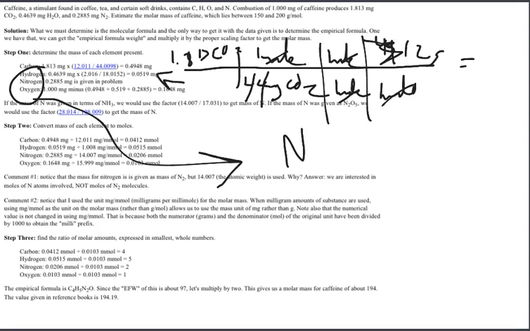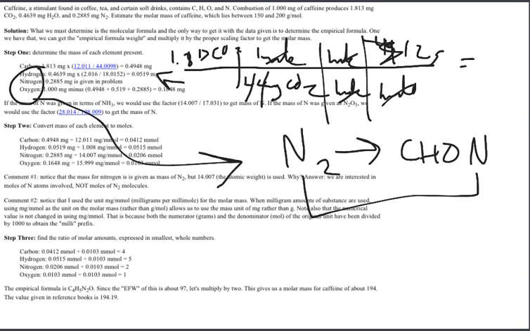The product is N2. The only way you could get N2 is if it came from this caffeine, which is CHON. Now, there's nothing tied to this N2, so the mass of this N2 has to be equal to the mass of that N. Hopefully that was pretty self-explanatory.